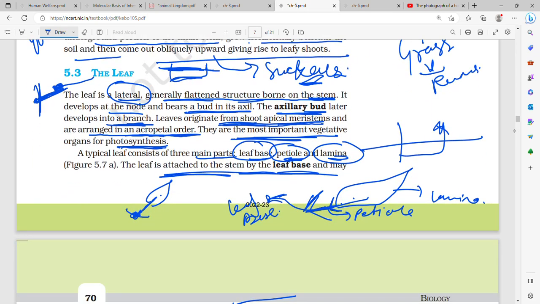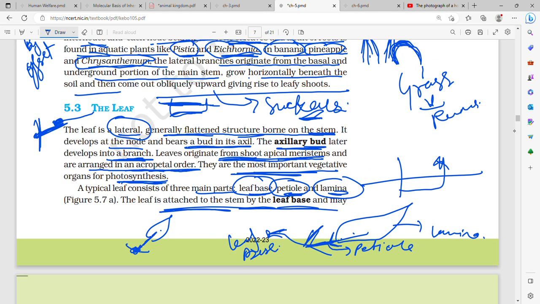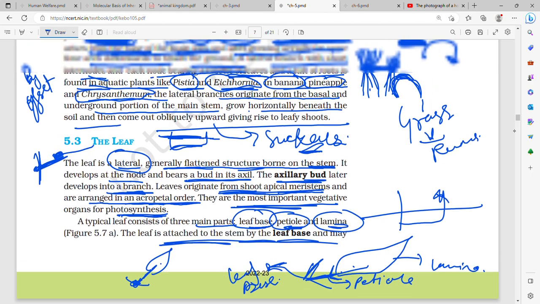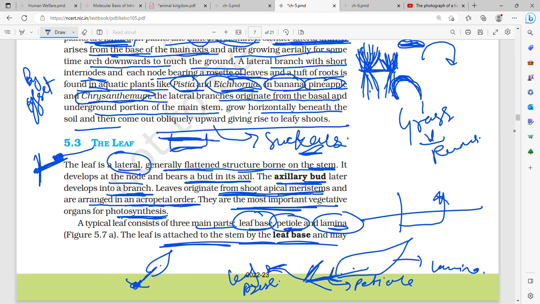So in banana, chrysanthemum, and pineapple, there is sucker. In grasses, there are runners, which are also like this only. Here, it will be attached to another grass, so if you pull one grass, all of them in line will get pulled. So runner is in grass, stolon is in mint and jasmine, and offset is in Eichhornia and Pistia.